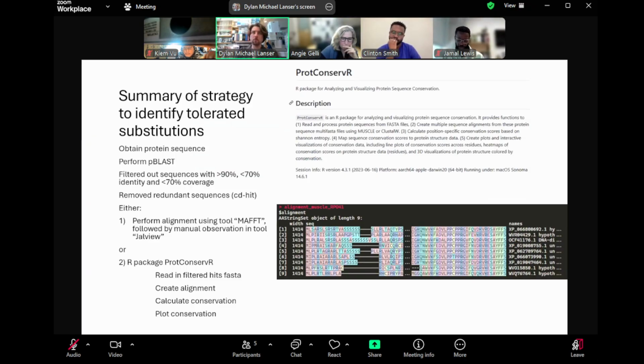So here's a summary again of the strategy that I applied once I had these target proteins from the literature. I obtained the sequence, did a p-blast, and filtered using the criteria that they used, throwing out everything greater than 90% sequence similarity, or between 70 and 90%. I removed redundant sequences using a tool called CD-HIT. Then I performed an alignment either of two ways.